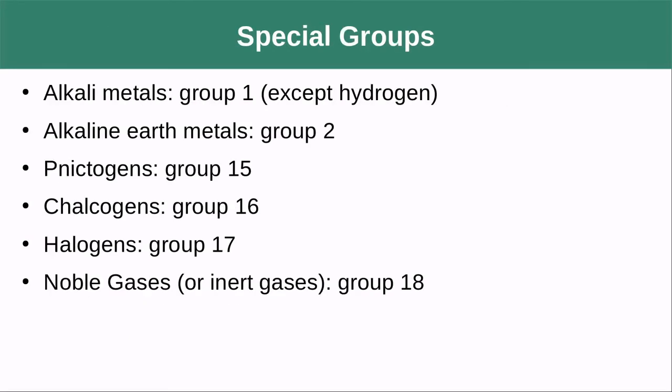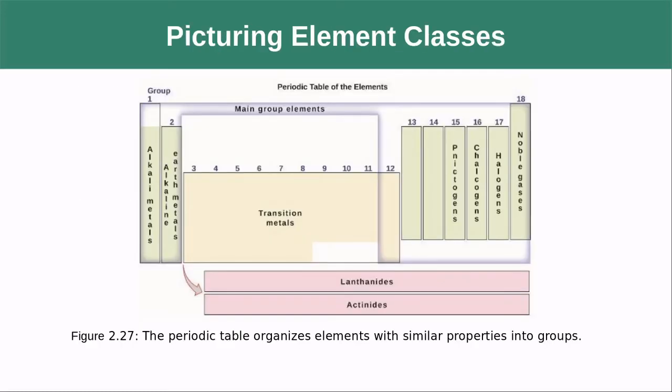We have some additional names for some of the groups. The first group, for instance, excluding hydrogen, are called the alkali metals. Group 2 are called the alkaline earth metals. Group 15 are the pnictogens. The group 16s are the chalcogens. Group 17 are the halogens. And group 18 are what we call the noble or inert gases. Here we can see a visual representation of that. So we have our transition metals, alkaline earth metals, pnictogens, chalcogens, halogens, noble gases, and down here at the bottom we have the lanthanide and the actinide series.